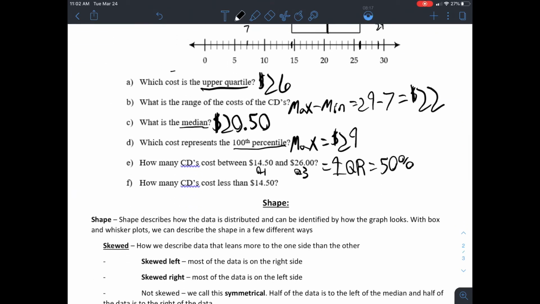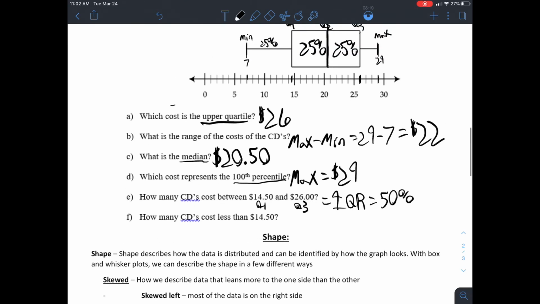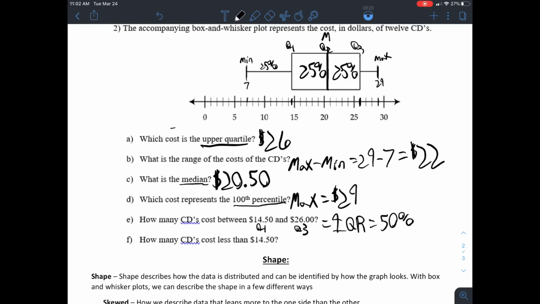Our last question says, how many CDs, or what percentage of CDs, cost less than $14.50? So $14.50 was our Q1. What percentage is less than that, or to the left? Well, 25% is to the left, and 75% would be to the right. So how many CDs cost less than $14.50? 25% of the CDs.